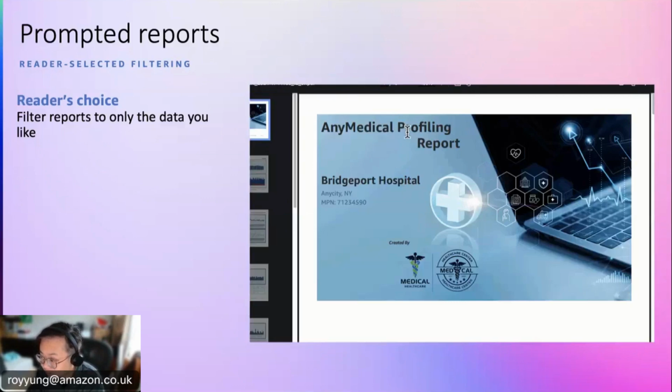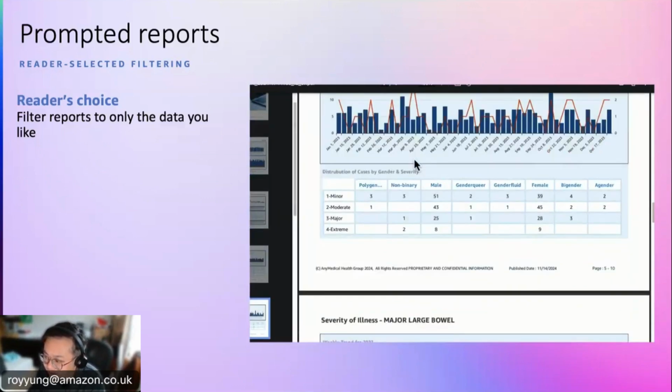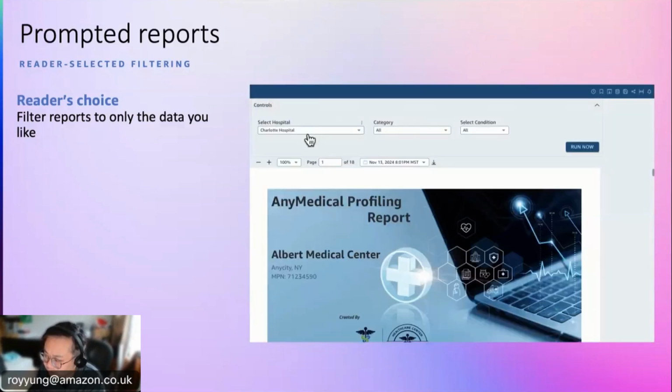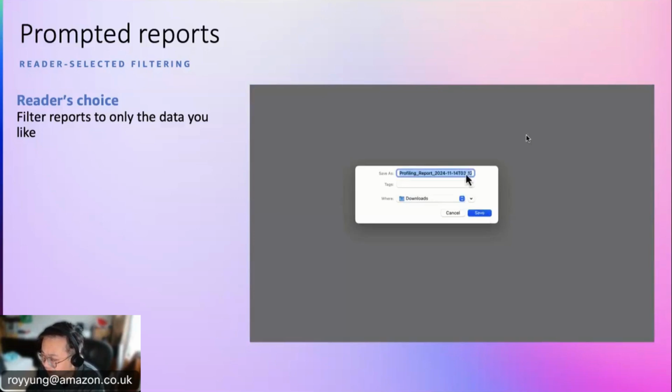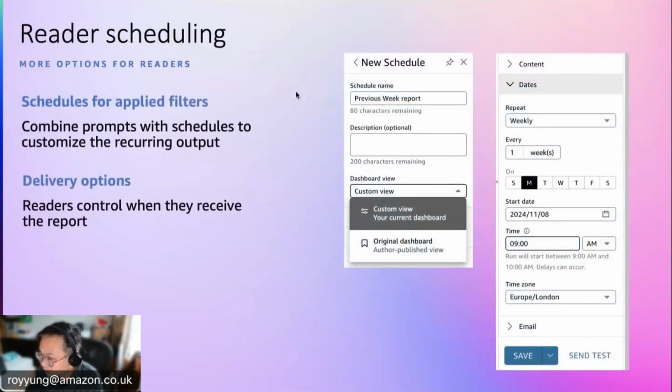But the challenge from the business users' side is that when they see the report, they see a static report, they cannot change the filter. So with this prompted report feature, when users come to the report, they can change the filter and then click the run now button and the report will be generated immediately. We give them the flexibility to change the filter in the report, giving them more self-service.